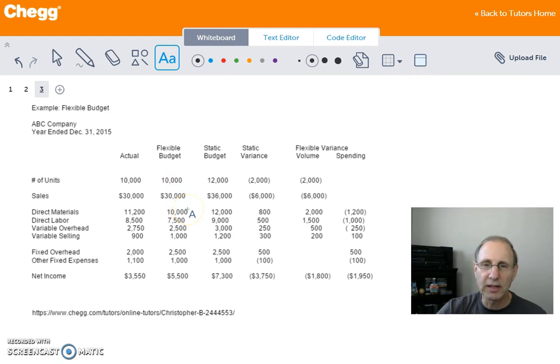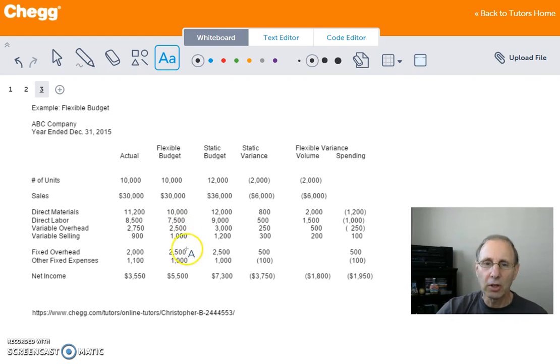So remember, we said that materials were $1 per unit. And in applying that to the actual number of units, 10,000, that gives us $10,000 in direct materials as a flexible budgeted amount based on this activity level. We're going to do the same things with our labor, variable overhead, and variable selling, and that gives us the following numbers: $7,500 for labor, $2,500 for overhead, and $1,000 for selling.